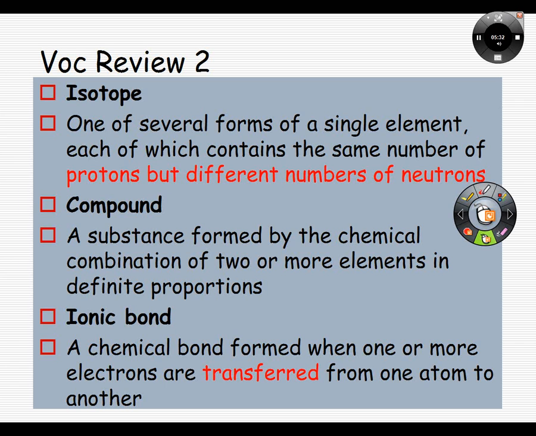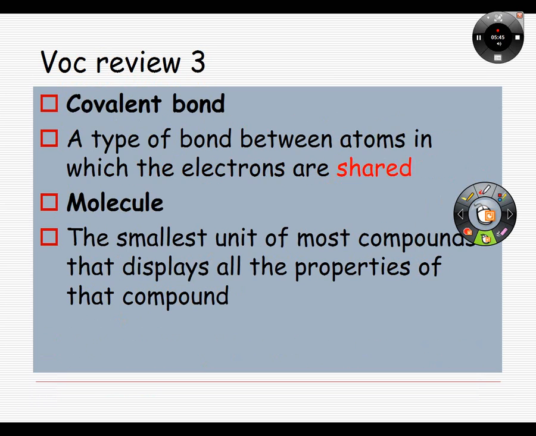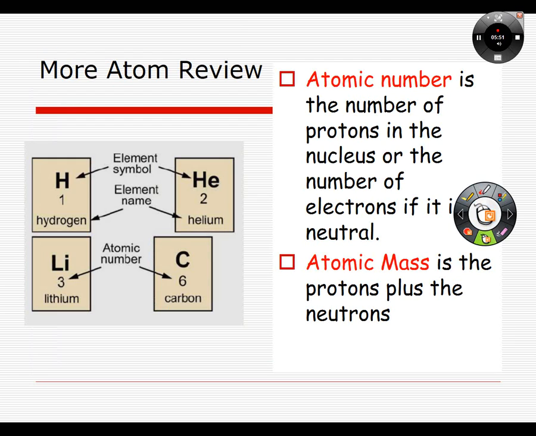There are several different types of bonds. One of them is an ionic bond, formed when you move or transfer one or more electrons from one element to another. Covalent bonds: covalent, caring, sharing. Covalent means you're sharing electrons.